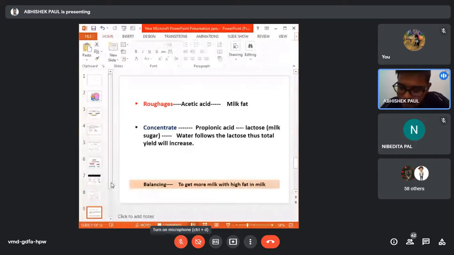Can you explain why you need to balance the diet? Balance the diet means in terms of roughage and concentrate. Sir, if we give roughage, then the milk fat increases, and if we give the proper amount of concentrate, then the volume of the milk increases.